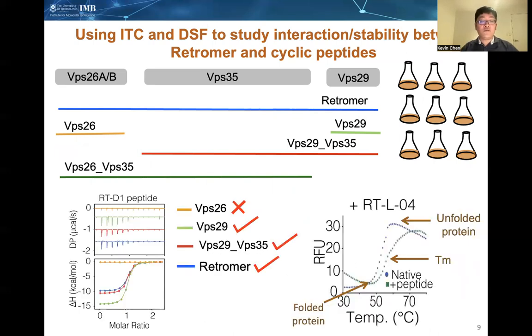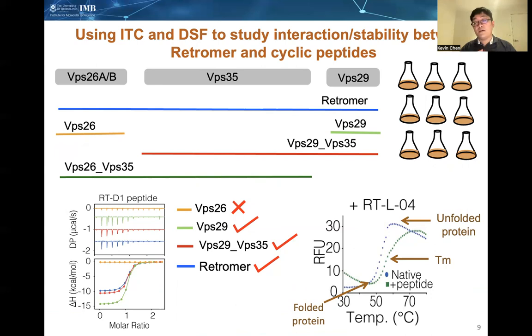For the ITC, I'll show you the diagram on the left. ITC is a measurement of the binding affinity between two components, in this case the retromer and the cyclic peptide. If there's binding, you can see on either the light green curve or the blue curve a very nice binding curve. And if there's no binding, like with RT26, you will see a very flat line. That's how we know whether there is binding or no binding.